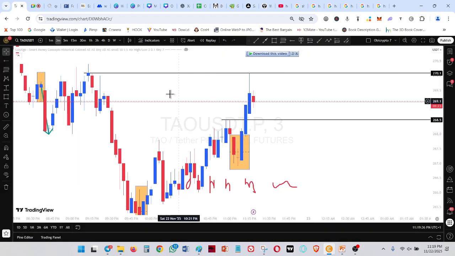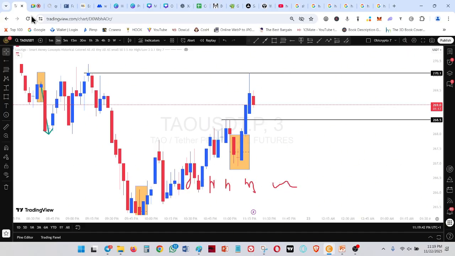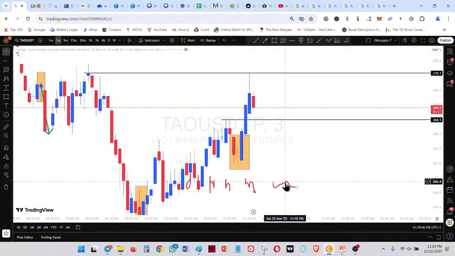We are just using Bitensor here. This is the 3-minute chart. We are just using it for analysis to learn how to trade. But if you want me to do a full analysis for Bitensor, let me see. Let me delete all these things so that I will have a clean chart.